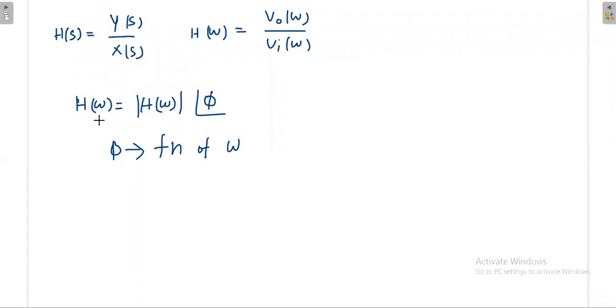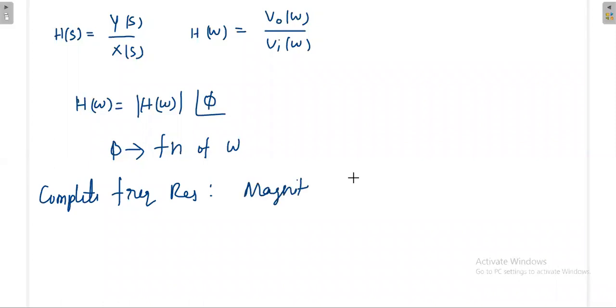So any transfer function can be written in terms of its magnitude and also its phase. Then what is the frequency response analysis? The complete frequency response means the magnitude versus frequency.